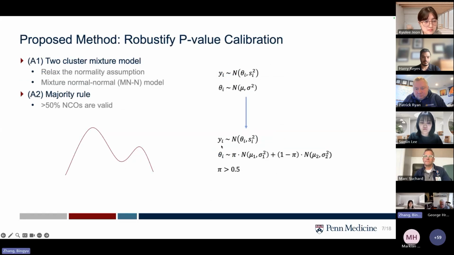To address this, we propose a more robust calibration framework with two assumptions. First, we assume a two-cluster mixture model. One is the valid cluster, that is the true nulls, and the other captures all invalid negative controls that may have different levels of bias. And second, we assume the majority rule: more than half of the negative control outcomes are valid.